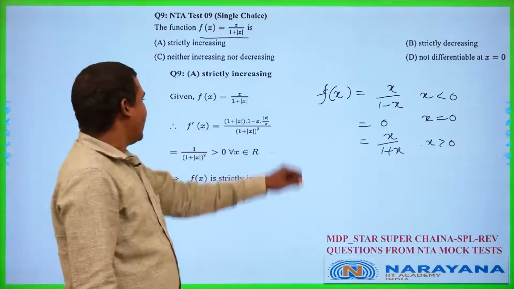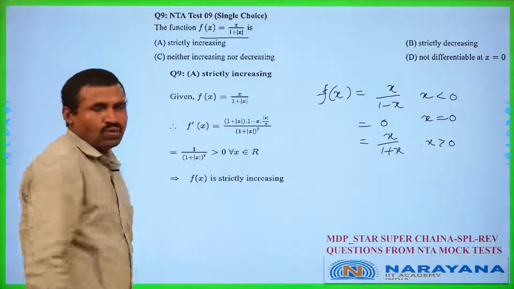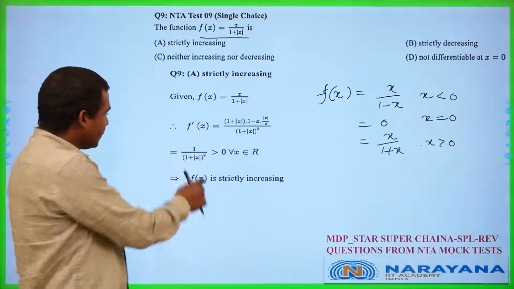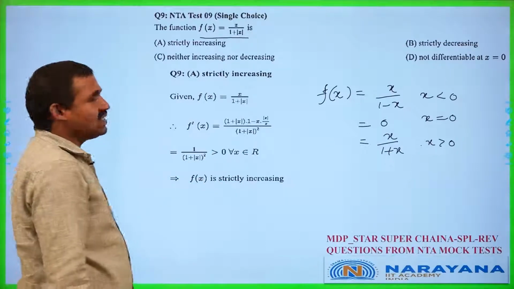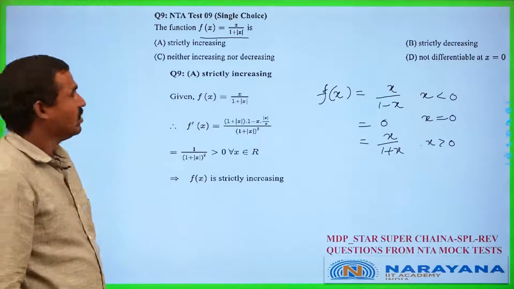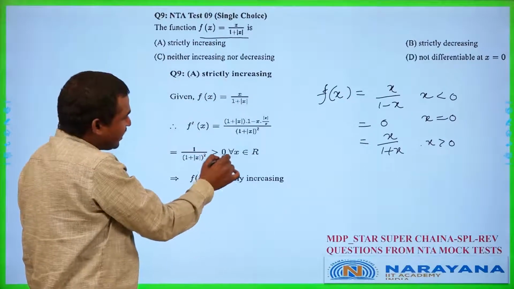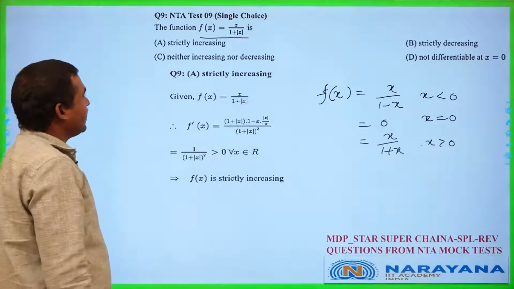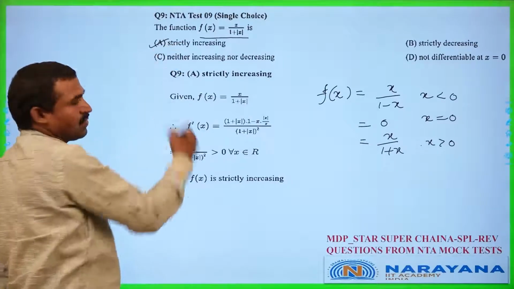If you find f dash x, it is 1 by (1 plus mod x) whole square. Since it is greater than 0 for all x belonging to R, f of x is increasing on R. The domain of f of x is R and f dash x is greater than 0 for every x belonging to R. So, f of x is a strictly increasing function. So, option A is correct.